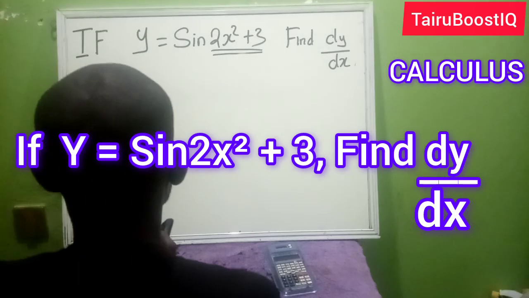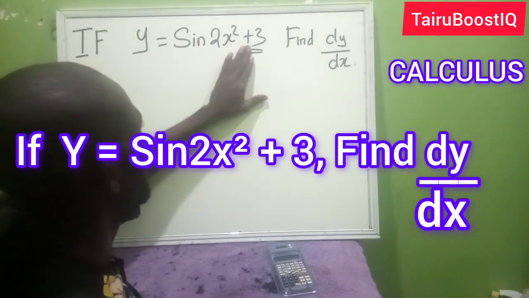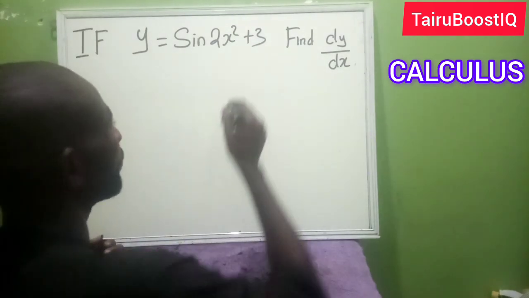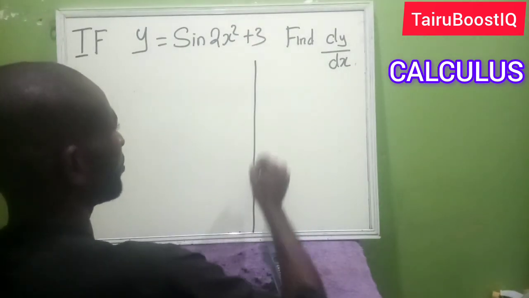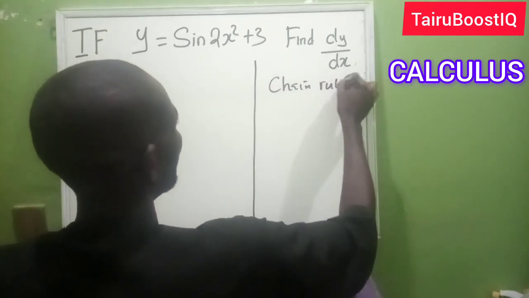Let's solve this question on the board. They say if y is equal to sine of 2x squared plus 3, find dy/dx. And the formula we're going to use in solving this problem is called the chain rule.